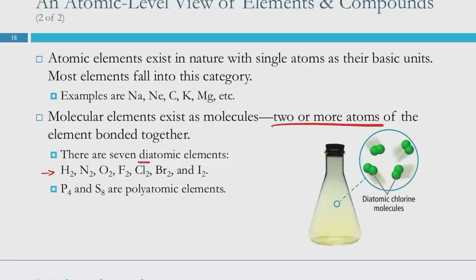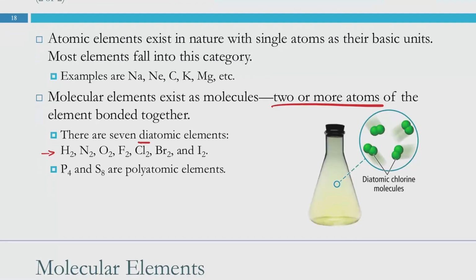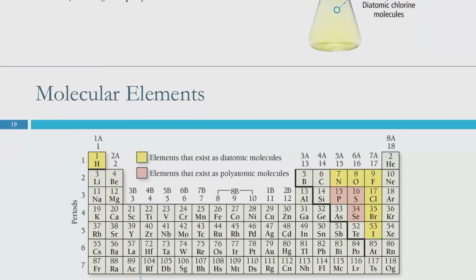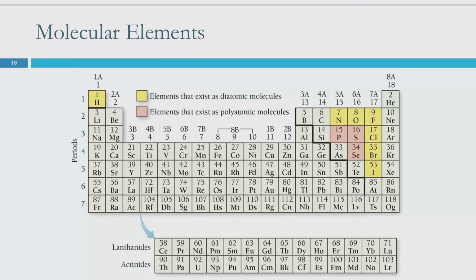We also have things like phosphorus and sulfur that exist as polyatomic molecules. So when you find phosphorus or sulfur out in nature, it's 4 atoms bonded together, or it's 8 atoms bonded together. Our mnemonic devices for our diatomic elements, I'll talk about on this next slide because there's the visual element to one of them.